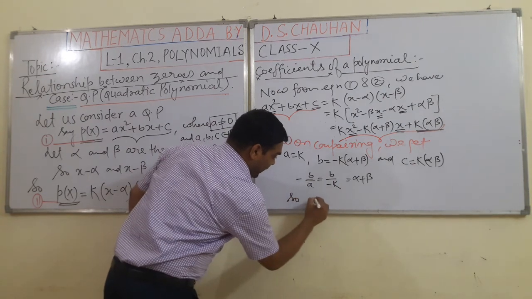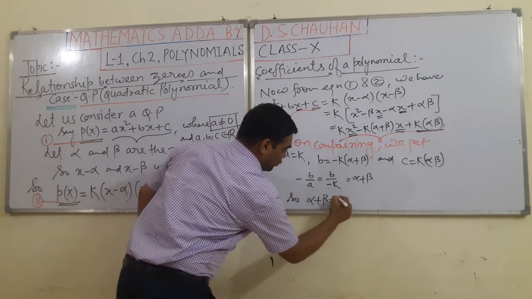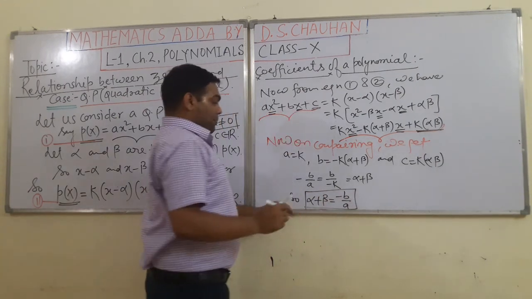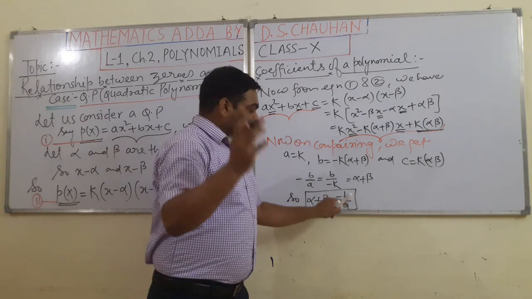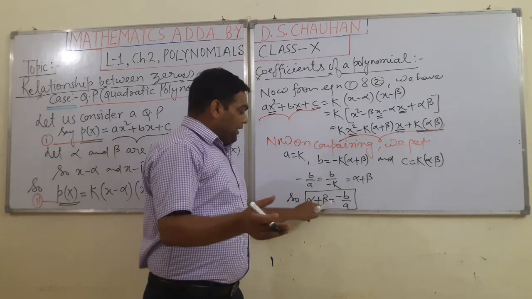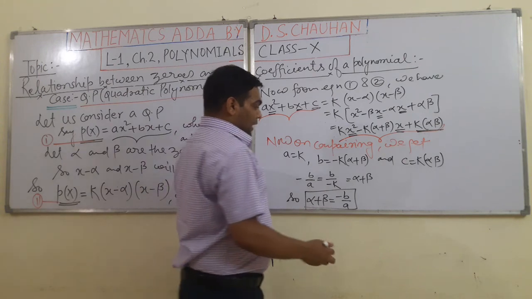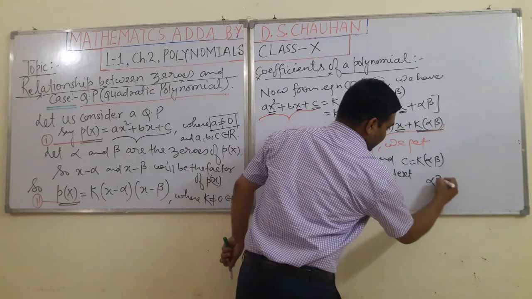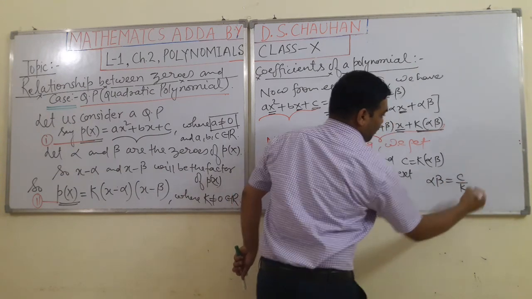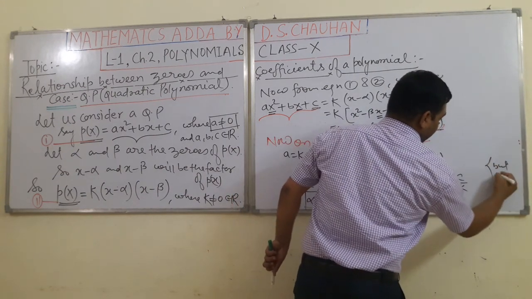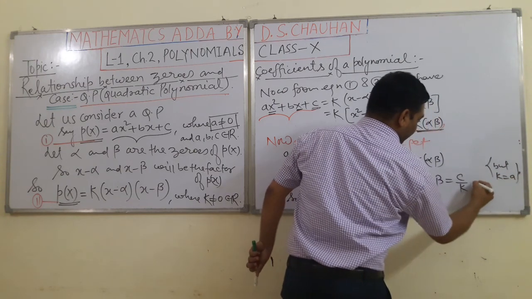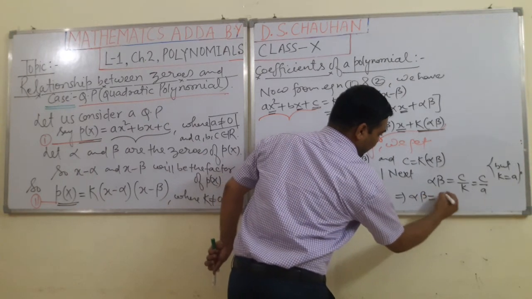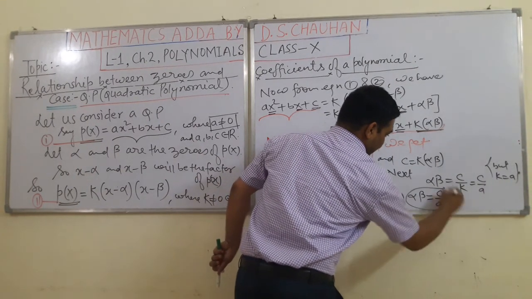So what we have here? Alpha plus beta equal to minus b upon a. See here, b is the coefficient of x, a is the coefficient of x square, and alpha and beta are the zeros. Okay, next, here alpha beta equal to c upon k, but we know that k equal to a. So what we can note down? C upon a. In this way, what we have? Alpha beta equal to c upon a.